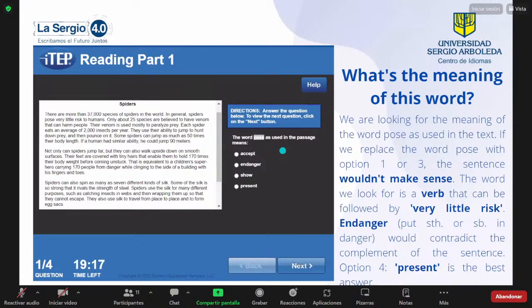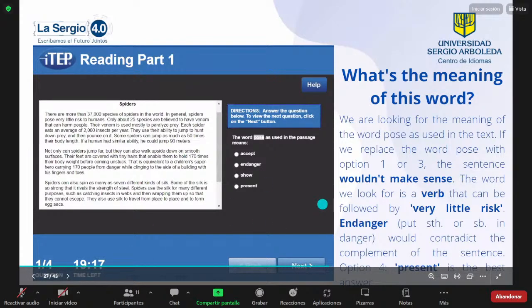Usually, guys, there are two options, like accept and endanger, that don't have anything to do with it. So there are two that usually you disregard very quickly. Maybe here show or present, but show very little risk doesn't make sense, no? So the correct answer is present.